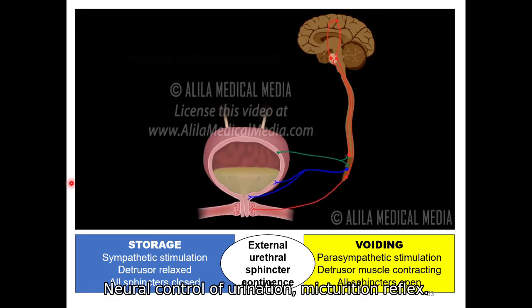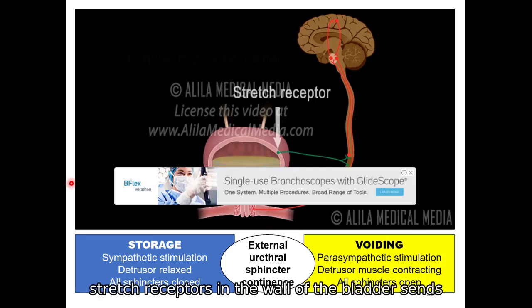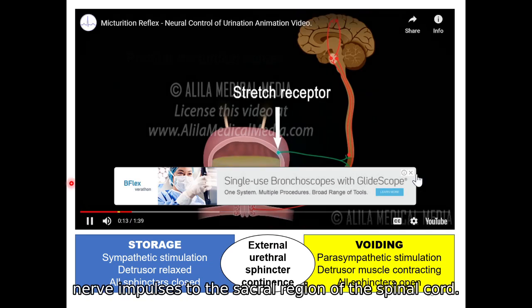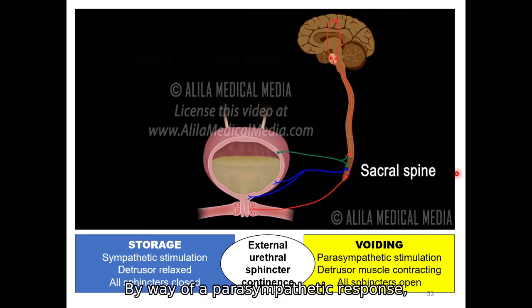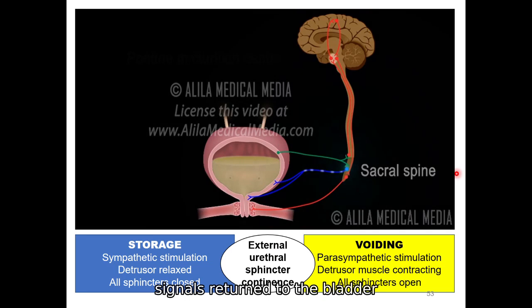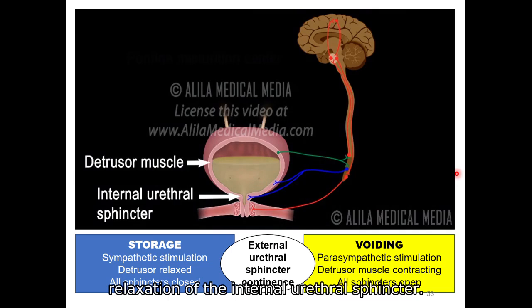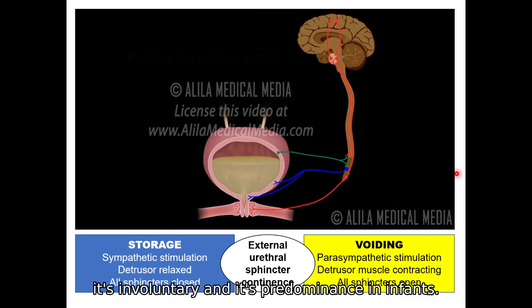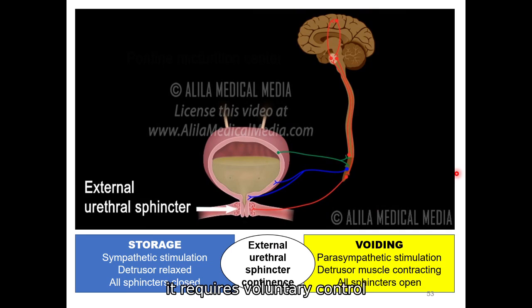Neural control of urination, micturition reflex. When the bladder is full, stretch receptors in the wall of the bladder send nerve impulses to the sacral region of the spinal cord. By way of a parasympathetic response, signals return to the bladder and stimulate contraction of the muscle of the bladder and relaxation of the internal urethral sphincter. This part of the reflex is involuntary and is predominant in infants and young children. As the central nervous system matures, it acquires voluntary control over the external urethral sphincter.